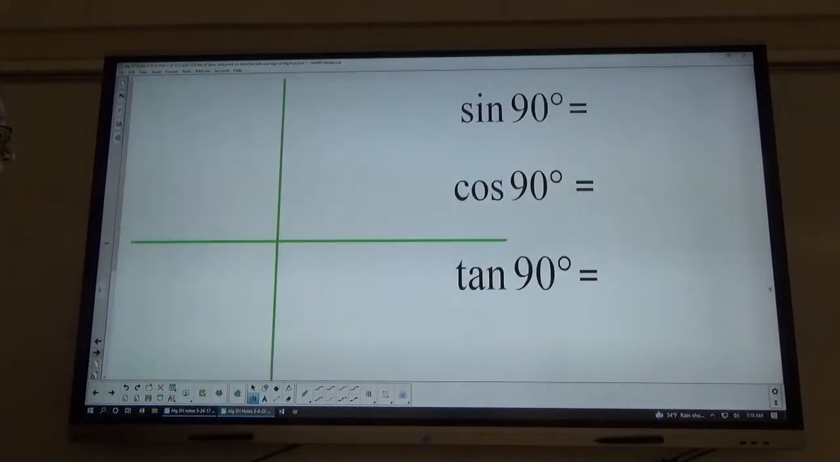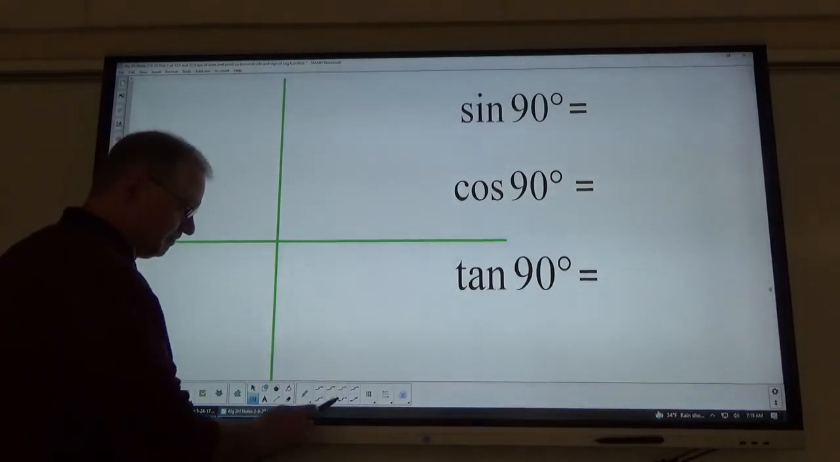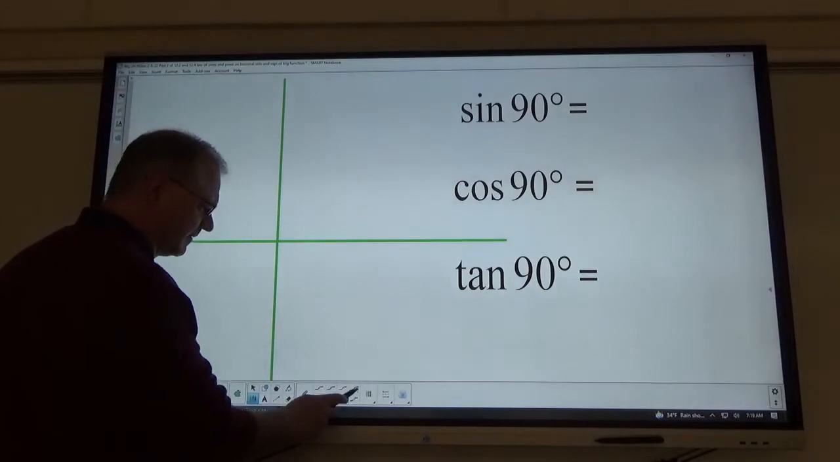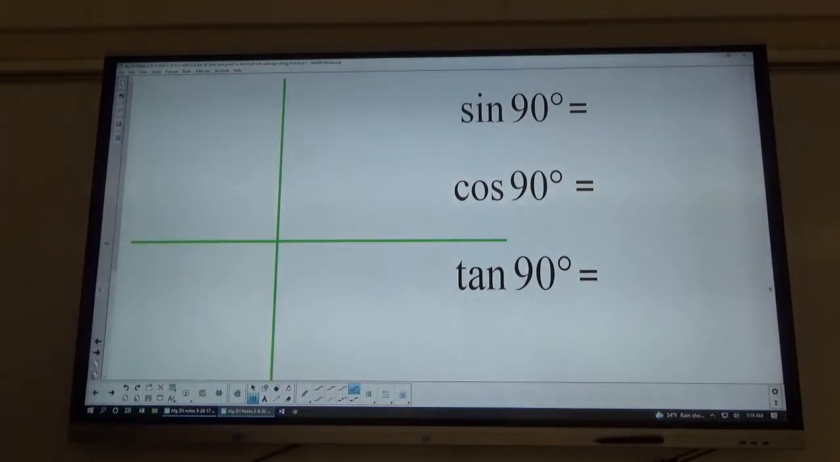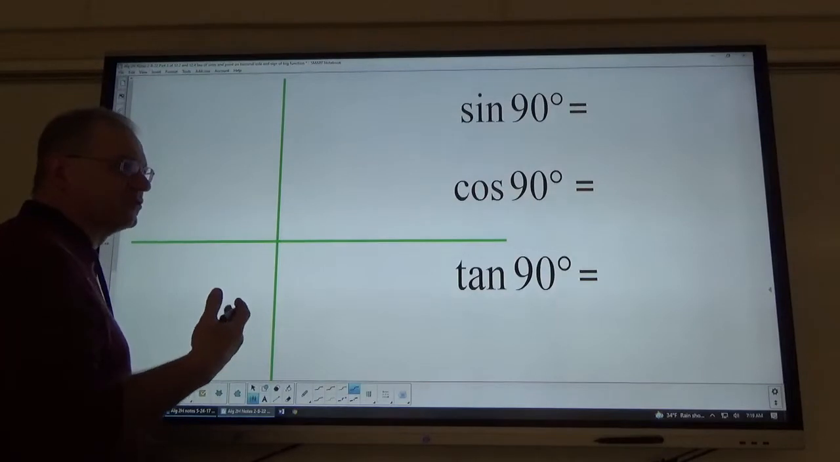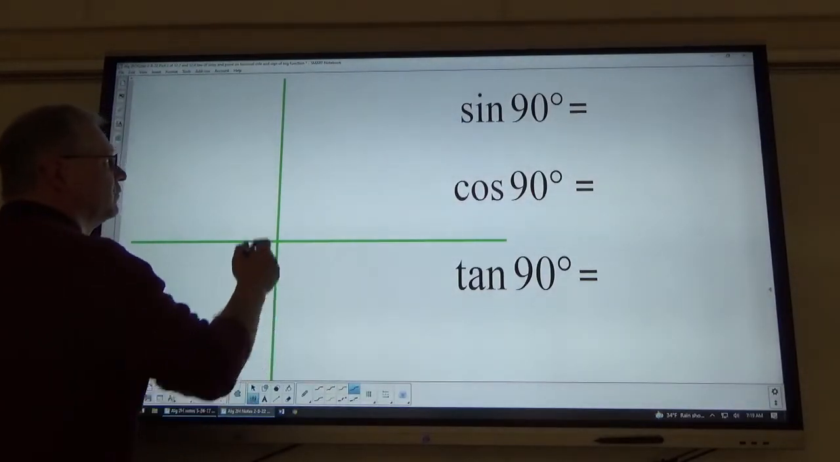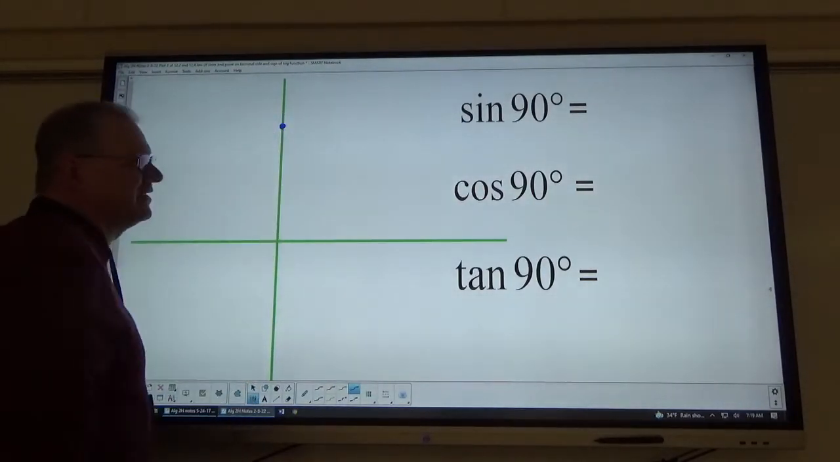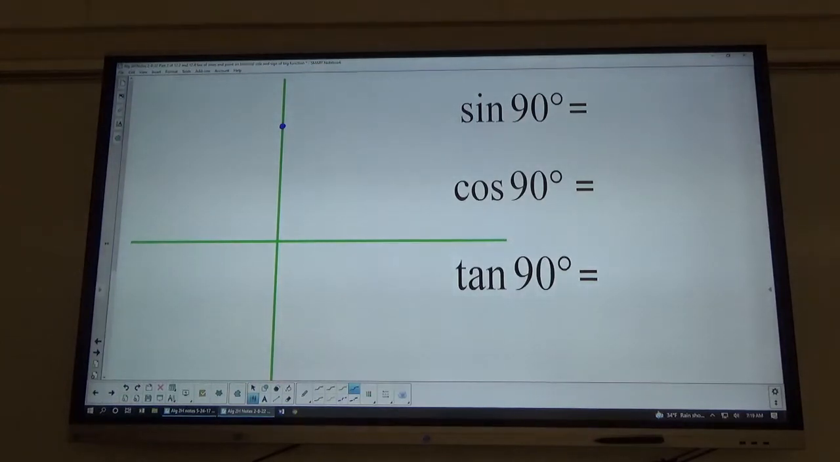All right, so now what happens when it's on an axis? Let's see. Well, I have tried doing this with an actual triangle, and when it's on an axis, that makes it really hard to draw a triangle.